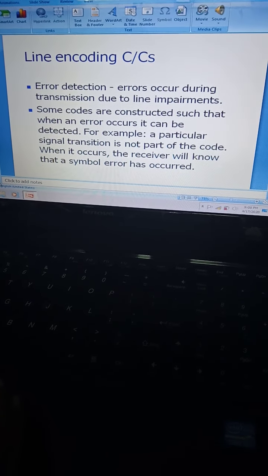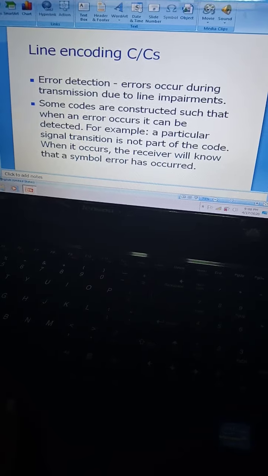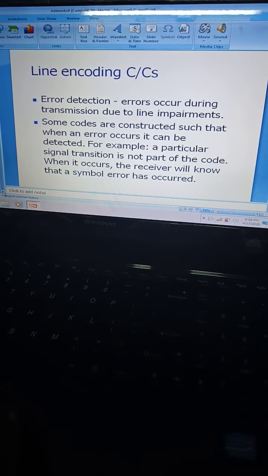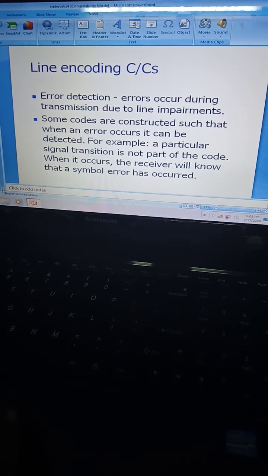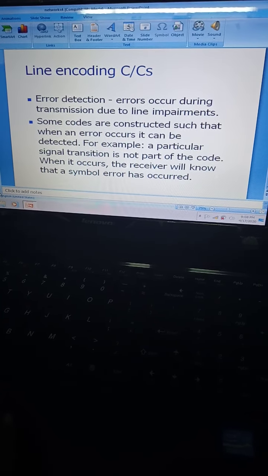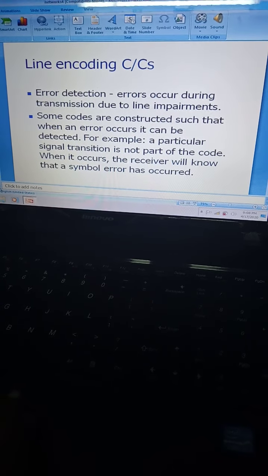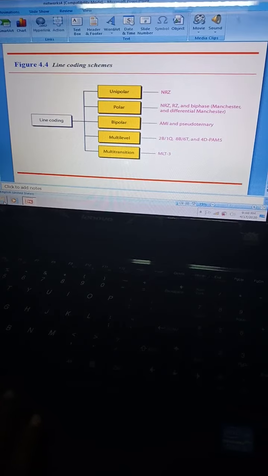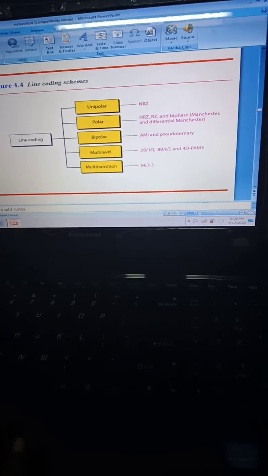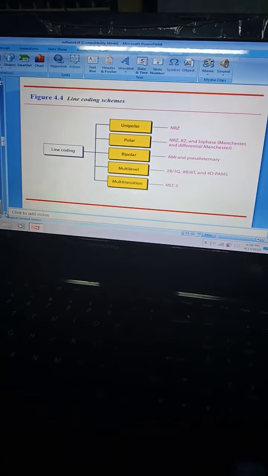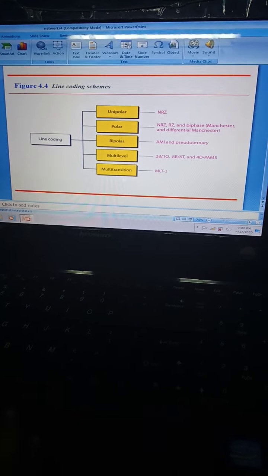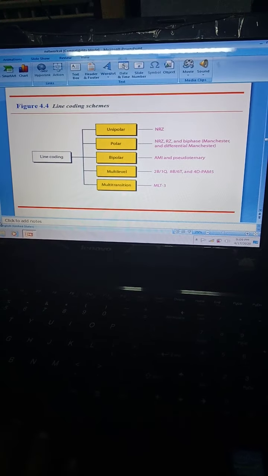So we are using different types of error detection codes. We have to add those codes along with the data. Those codes can identify and correct the errors during transmission so that they do not occur at the receiver end. So we have to use error correction in line coding methods. Coming to line coding methods, there are different types: unipolar, polar, bipolar, multi-level and multi-transition. These are the different types of line coding methods.